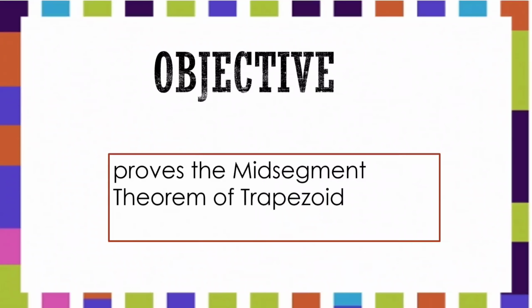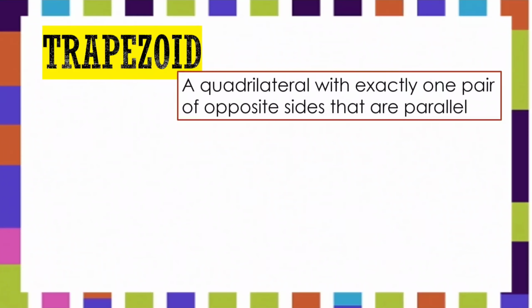At the end of this video, we should prove the mid-segment theorem of a trapezoid. So before that, i-define muna natin what is a trapezoid. When we say trapezoid, we are referring to a quadrilateral with exactly one pair of opposite sides that are parallel. So let's consider this given figure. Let's say we are given trapezoid ABCD.